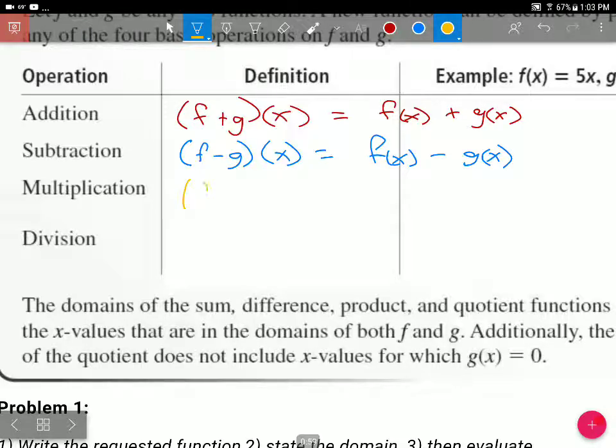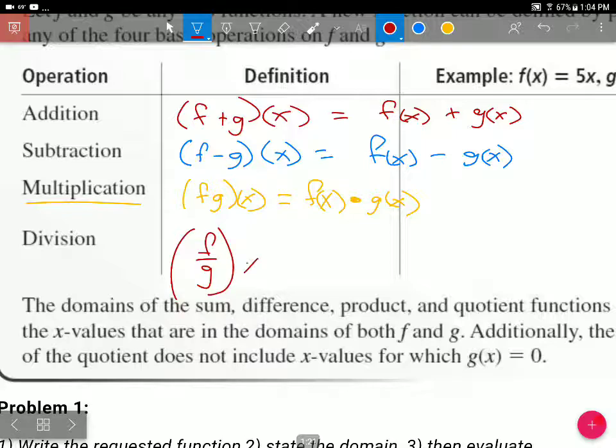What about this one? If you've got f g of x, it's f of x, right by the multiplication sign, times g of x.